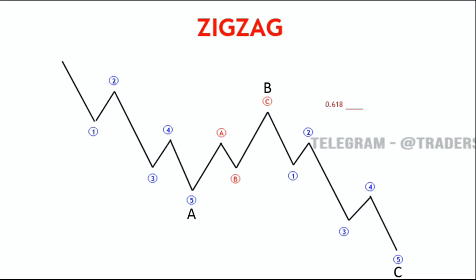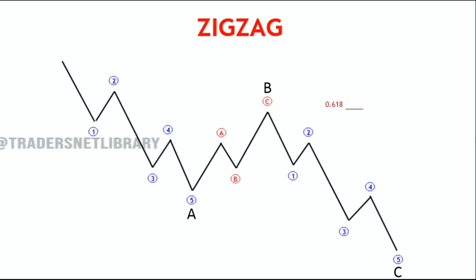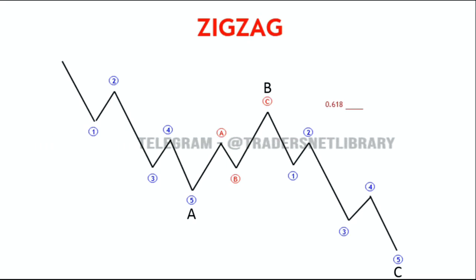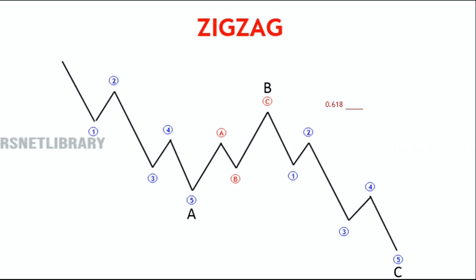If wave C has an impulse trending pattern with a structure of 5-3-5-3-5, it should not break the trend line drawn from points 0 and 2. But if our C wave has an impulse terminal structure of 3-3-3-3-3, it can break the trend line drawn from point 0 and B.